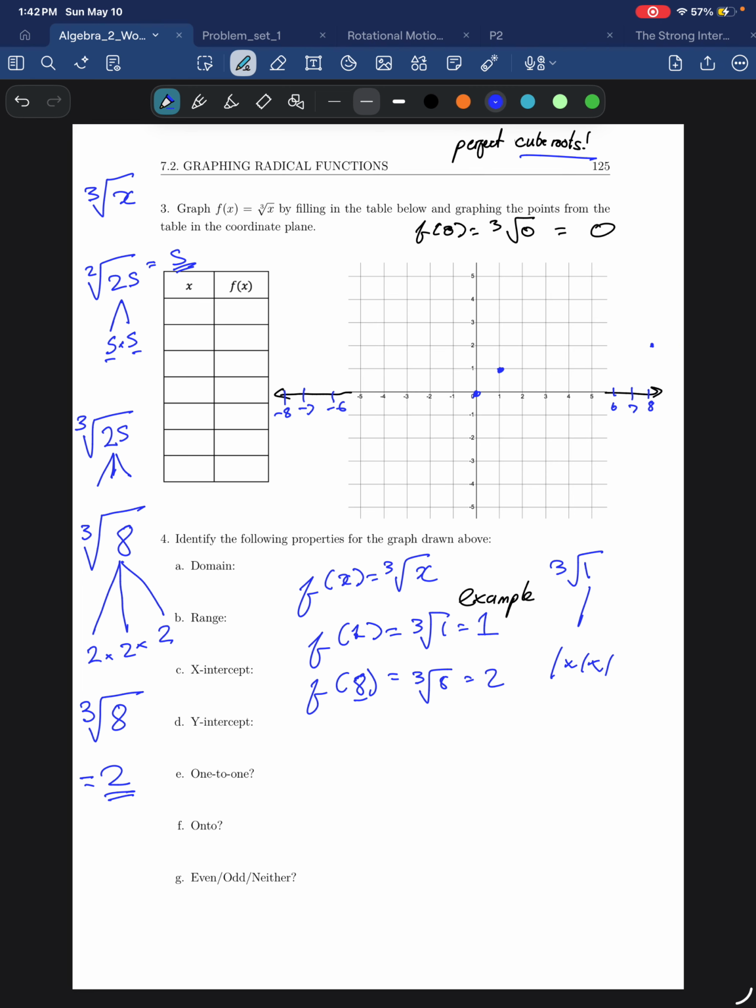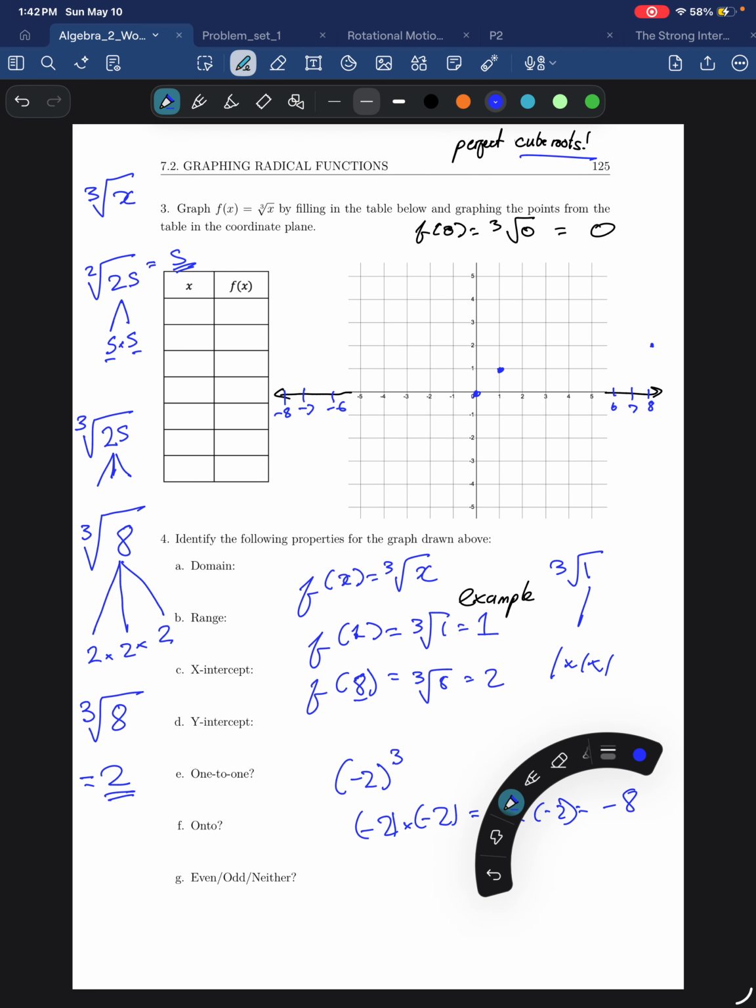Because when you square a number, you have a positive number automatically, all right? But what happens when you cube a number? What if I have negative 2 cubed? Well, negative 2 times negative 2 is going to be positive, so it's going to be positive 4. Then I'm going to multiply by negative 2 again. So it's going to be negative 8.